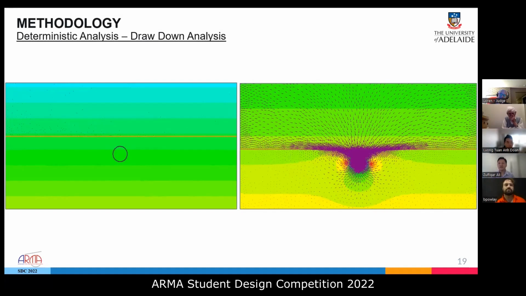Now, one of the governing factors in this problem was that the groundwater table was right at the surface and the fault was acting as an impermeable layer. So the fault slip may allow the groundwater to seep into the tunnel until a steady state is achieved. In order to observe this, a drawdown analysis of the water table was performed using a coupled analysis.